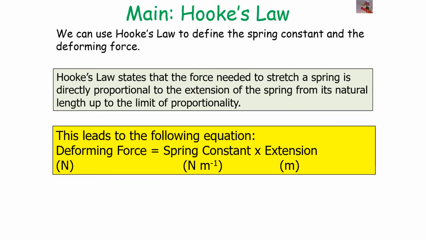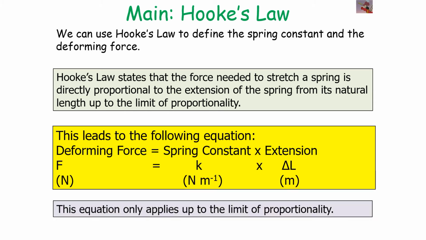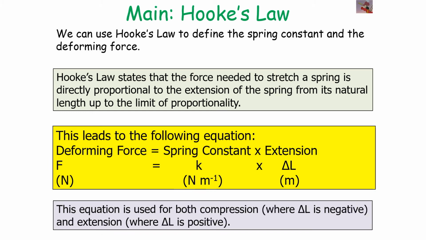Now we can also work this out mathematically by stating the equation that deforming force in newtons is equal to spring constant in newtons per meter times the extension in meters. So we can write this as F = kΔL, but this equation only applies up to the limit of proportionality. This equation is obeyed by wires and solid objects which make up most materials. Now just to clarify, this equation is used for both compression, where ΔL is negative, and extension, where ΔL is positive.